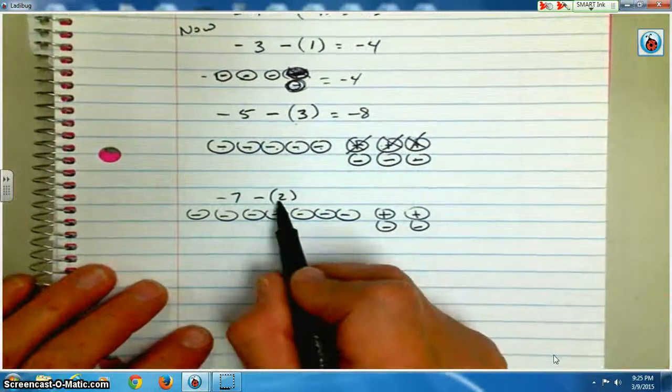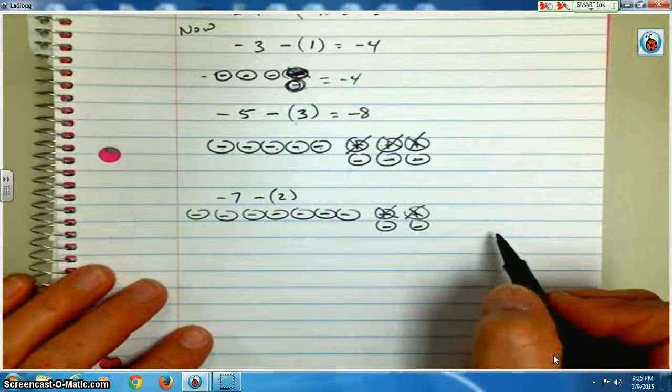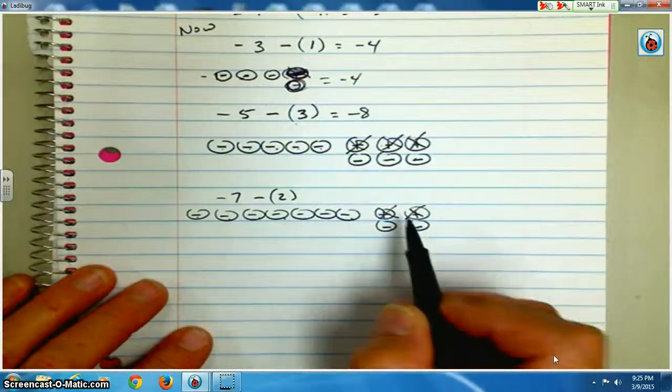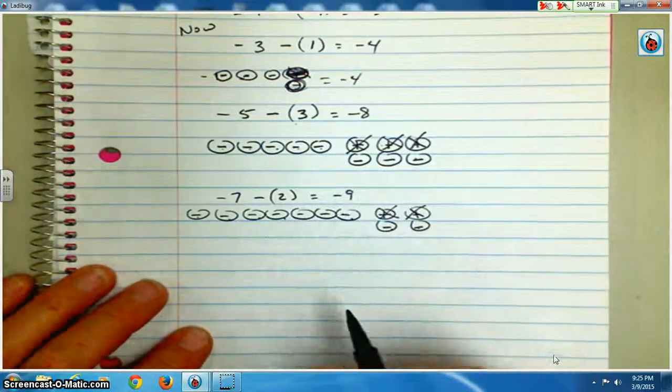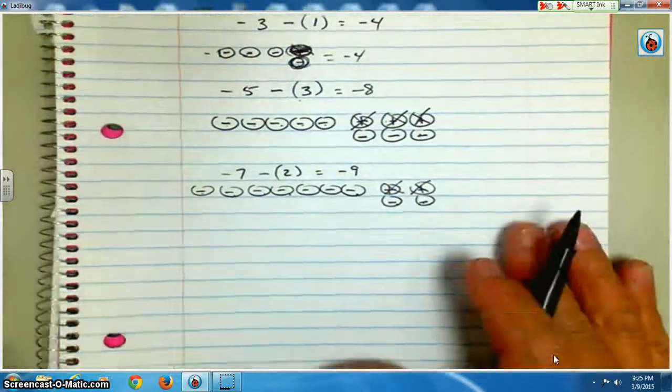And if we subtract the 2 positives, 1, 2, subtract those out, put an X over the top, we are left with 1, 2, 3, 4, 5, 6, 7, 8, 9 red chips. So I'll put those on the table for you.